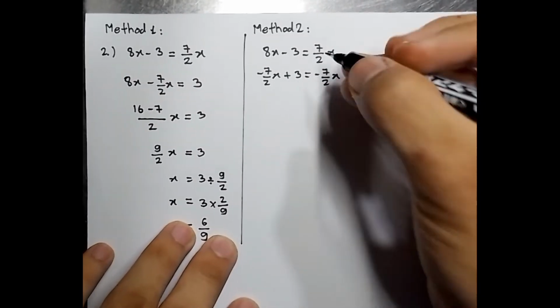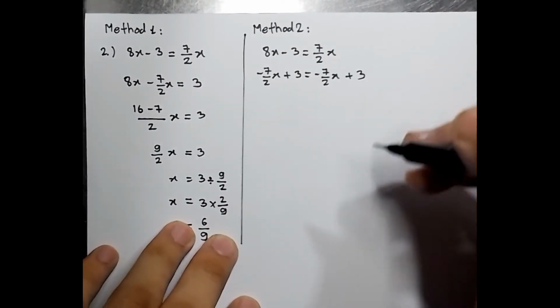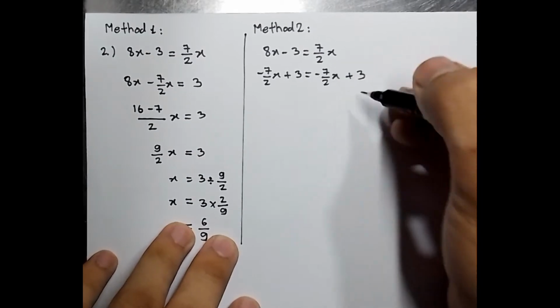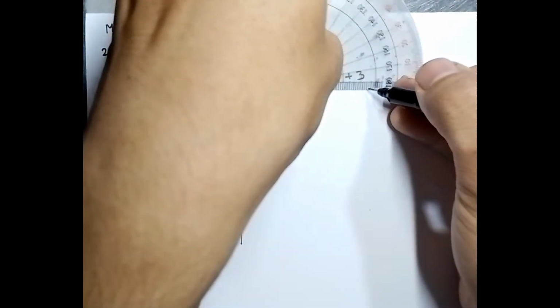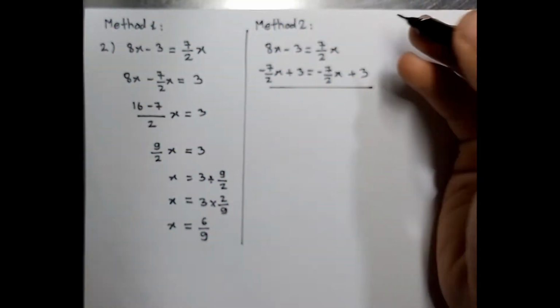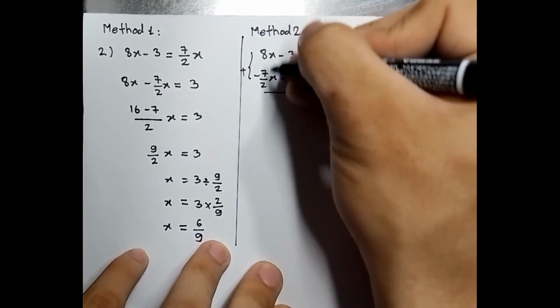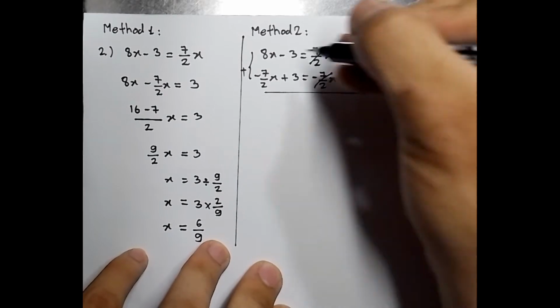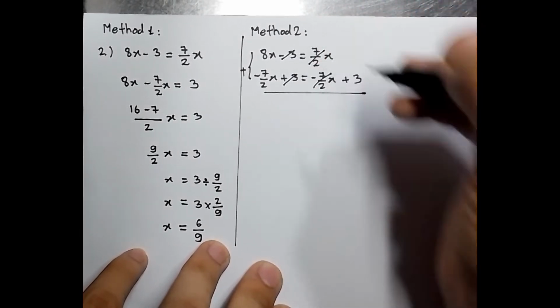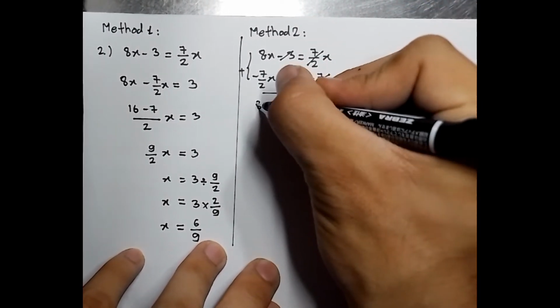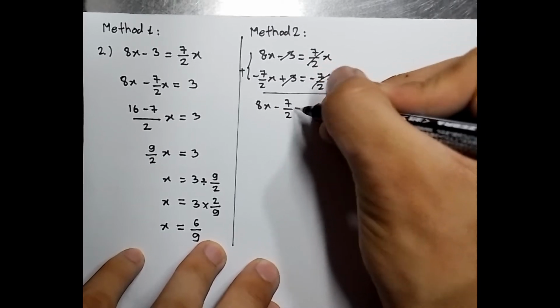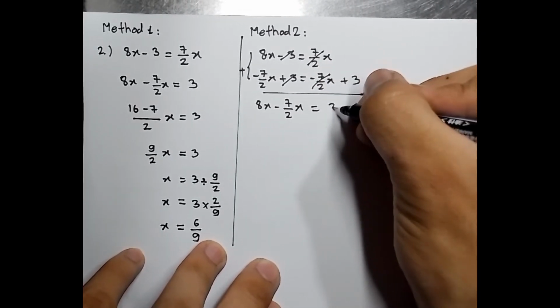Okay, so what are you going to do next? Follow the previous example. We will add these two equations together. Cancel this one. Okay, so we cancel 7 over 2x, cancel positive and negative 3. So we got 8x minus 7 over 2x equal 3.